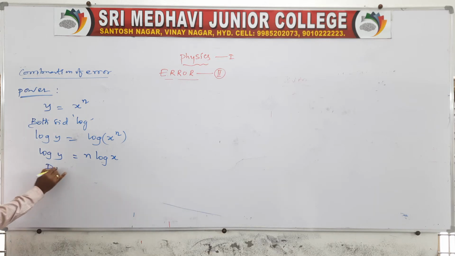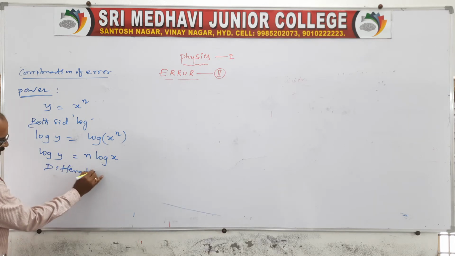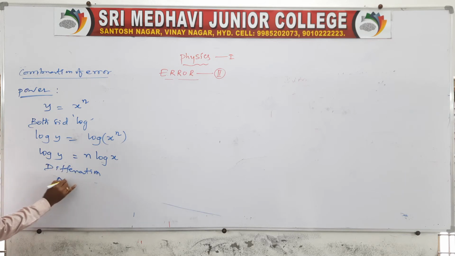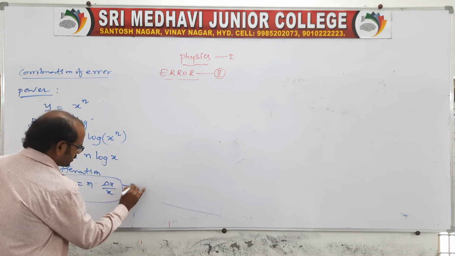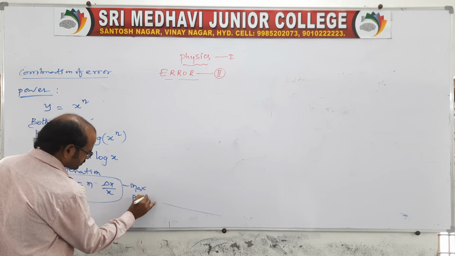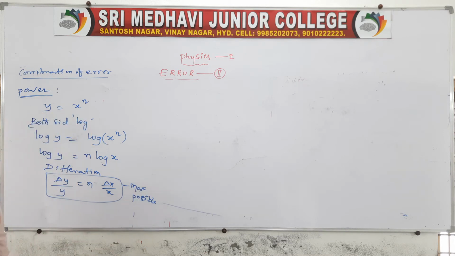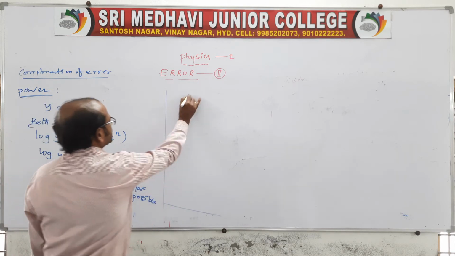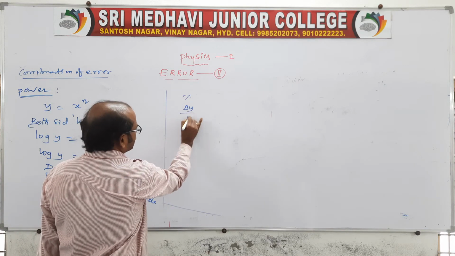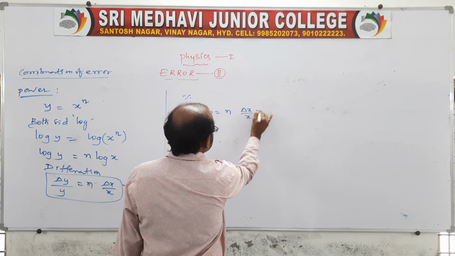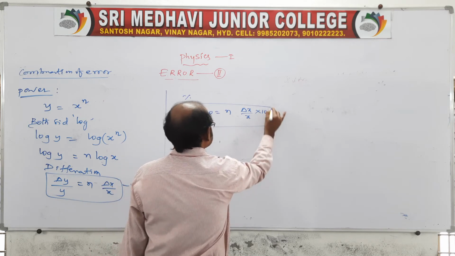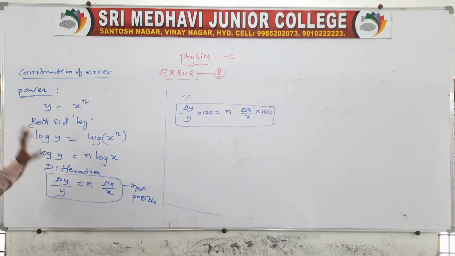Now again you take a differentiation, the same differentiation. The differentiation of log y gives delta y by y, and you take n into delta x by x. This is the maximum possible error. Coming to the percentage error, we multiply with 100: delta y by y into 100 is equal to n into delta x by x into 100. That's all. Very simple.